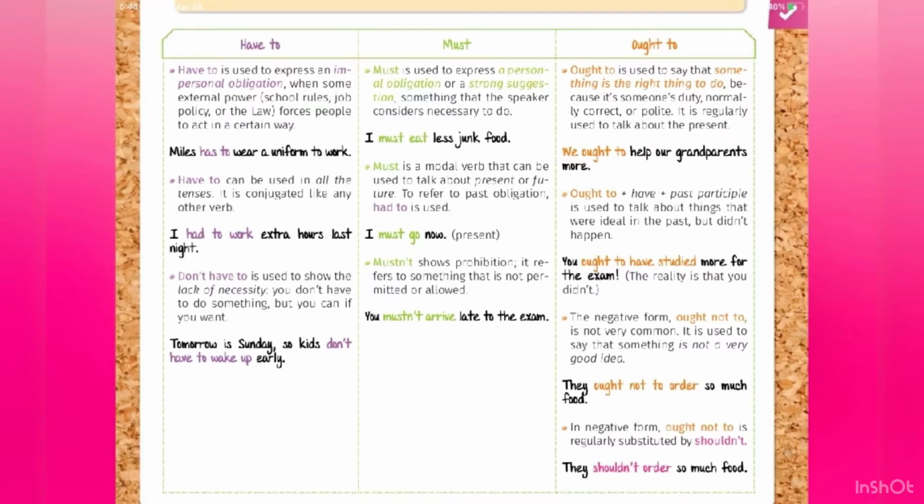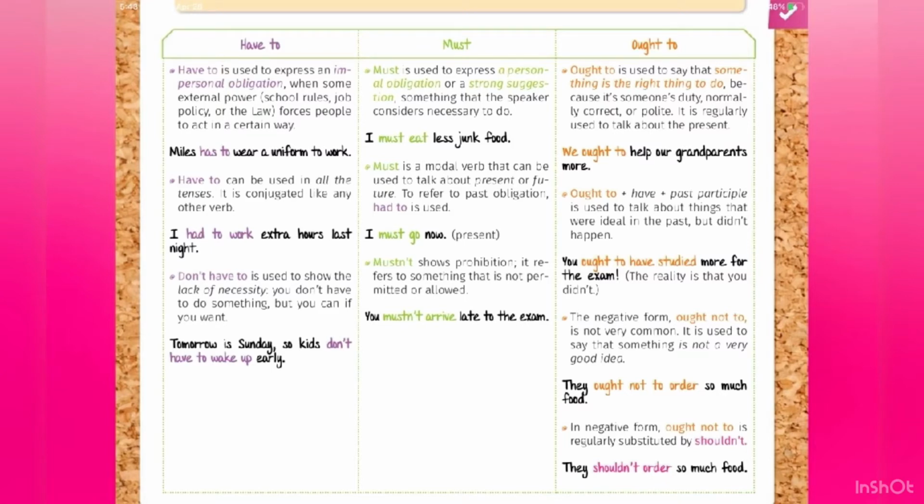Must is used to express a personal obligation as well, but this one requires a strong suggestion. Something that the person considers is necessary to do. Have to is a little bit less than necessity, but must is higher. So I must eat less junk food. Must can be used to talk about present or future. And if we want to talk about the past obligation, we have to use had to.